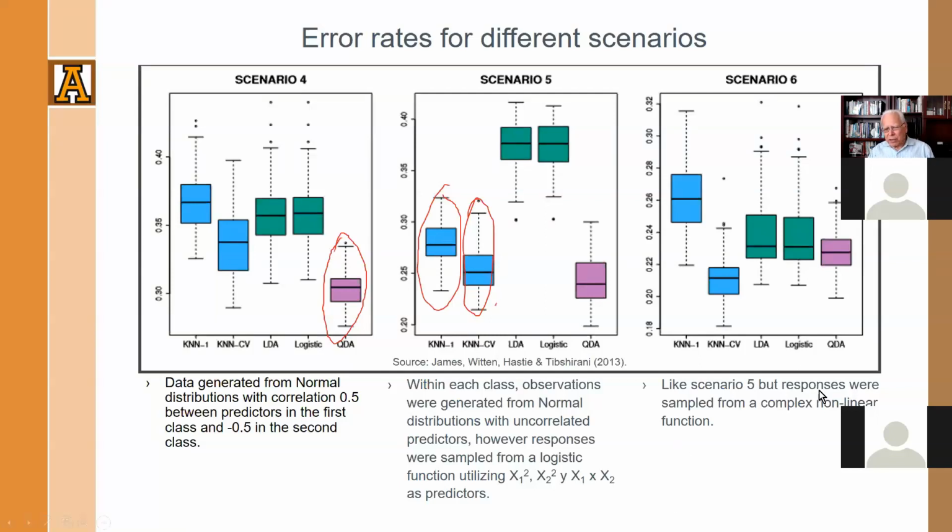And in this case, where you have a scenario like scenario 5, but the responses were sampled from a complex nonlinear function, then k nearest neighbor with k-fold cross validation does much better. Choosing k, the number of neighbors, by cross validation seems to be the best classifier. So depending on the scenario, the classifier that we select is going to be different. And that's why it is important in the modeling process to always compare models and choose the best model for the particular situation that we have at hand.